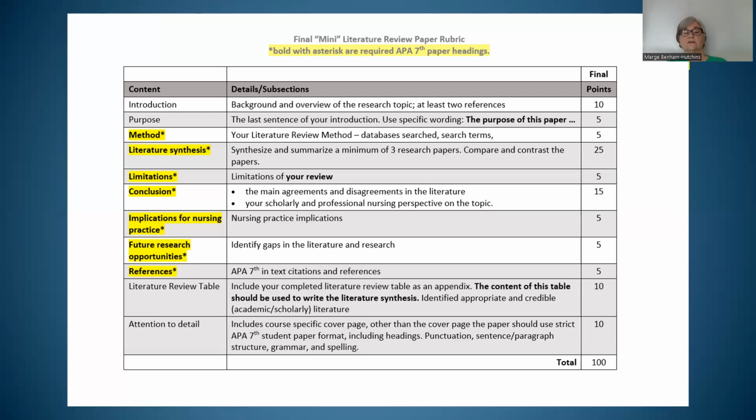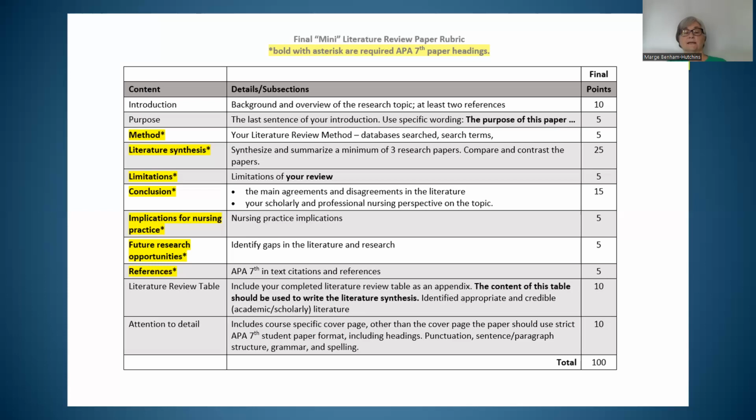Your conclusion. This is one where you don't use any of the scientific papers as a citation or reference, because you're going back and discussing your paper and what you found, not them. Now, if you're comparing it in some way back to the justification literature you used, you could bring it in here. But you also want to bring in your scholarly and professional nursing perspective on the topic. So you're overviewing, basically telling them what you told them.